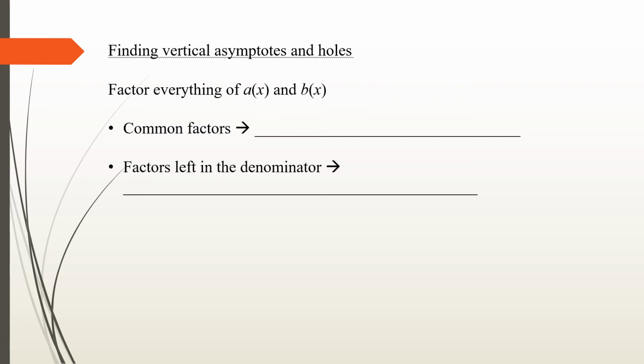Since there's two things that can happen at the exception of the domain, we should really try to find out how we're going to find whether it's a hole or a vertical asymptote. So once we've determined that there are some exceptions, we're going to factor everything in the numerator and the denominator. Any common factors in a of x and b of x create holes.